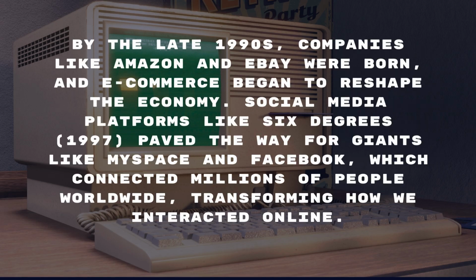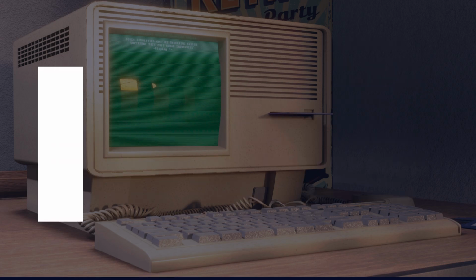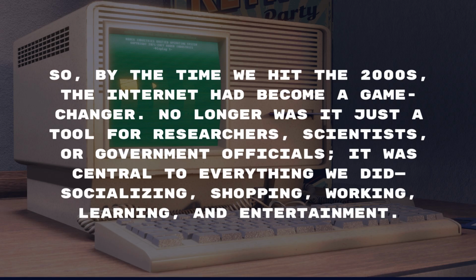By the late 1990s, companies like Amazon and eBay were born, and e-commerce began to reshape the economy. Social media platforms like Six Degrees, 1997, paved the way for giants like MySpace and Facebook, which connected millions of people worldwide, transforming how we interacted online. So, by the time we hit the 2000s, the internet had become a game changer. No longer was it just a tool for researchers, scientists, or government officials. It was central to everything we did: socializing, shopping, working, learning, and entertainment.